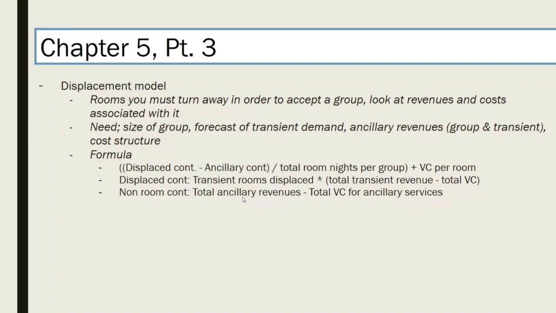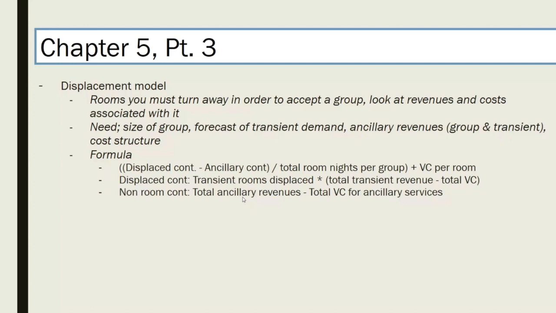So the displacement model formula is you take the displaced contribution, you subtract the ancillary contribution, right? The displaced contribution is the room rates that you are losing from the guests. The ancillary contribution is that of the group. You divide that by the total room nights per group. So say, for example, you have 10 rooms for 3 nights. The bottom number here would be 10 times 3, right? That is how many room nights the group is taking, and you add the variable cost per room. This will give you what is known as the minimum room rate, which is essentially the minimum rate you have to charge the group in order to break even.